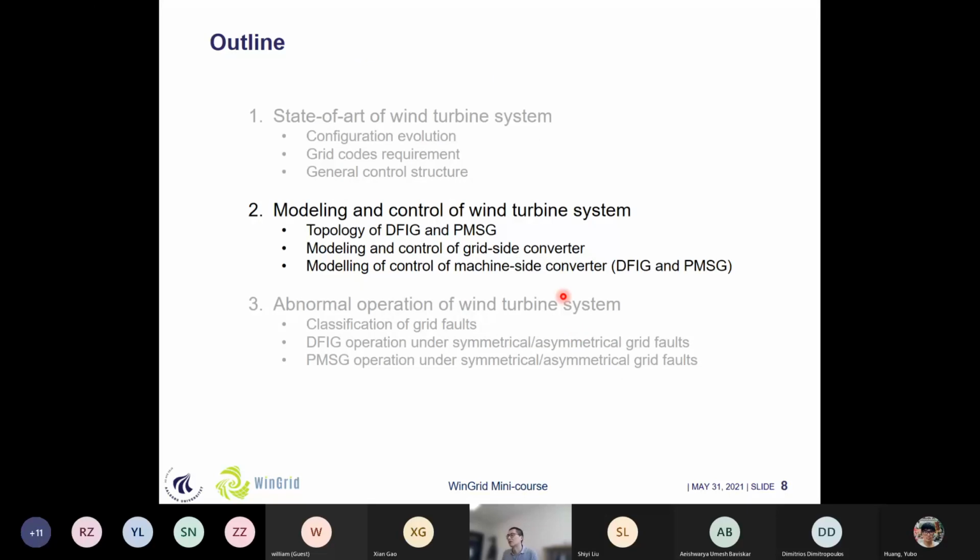So now we will see how we can model and control these wind turbine systems. Here we only focus on the type 3 or type 4 wind turbine system. We call it the DFIG, the doubly fed induction generator, or the PMSG system. And then we will see how we can control them in terms of the grid side converter, and then how we can model and control the other side of the power converter, that is the machine side power converter.